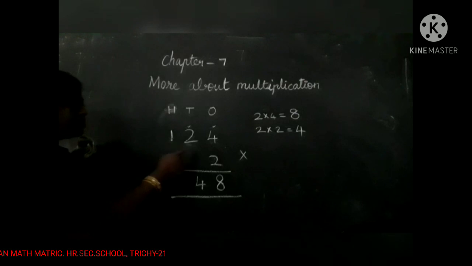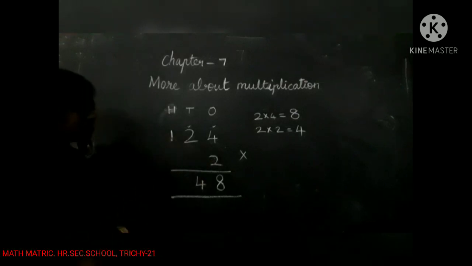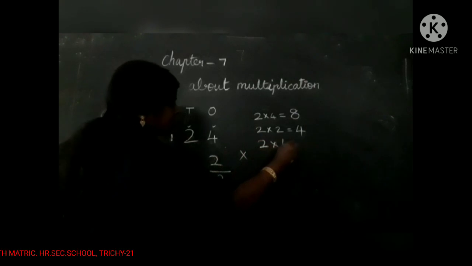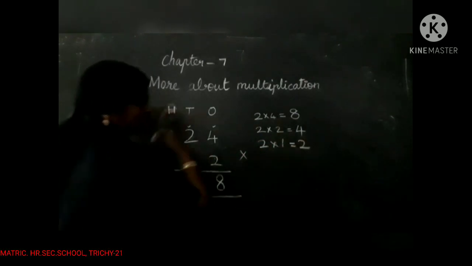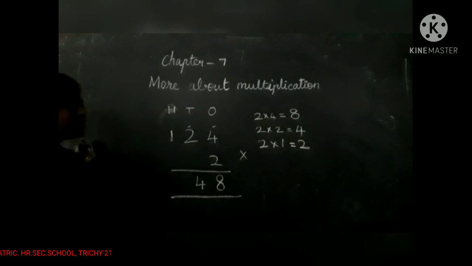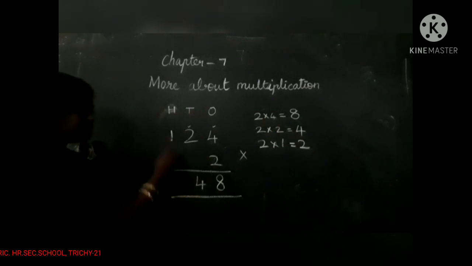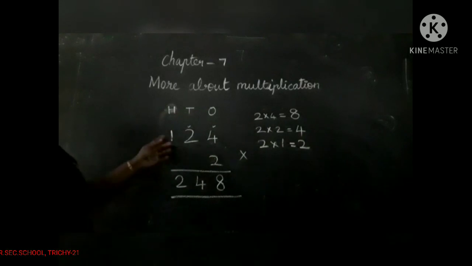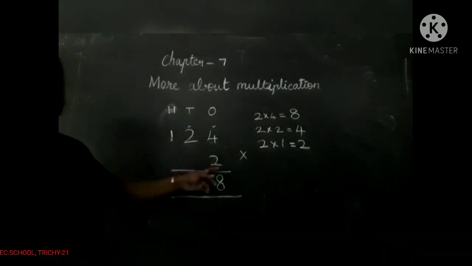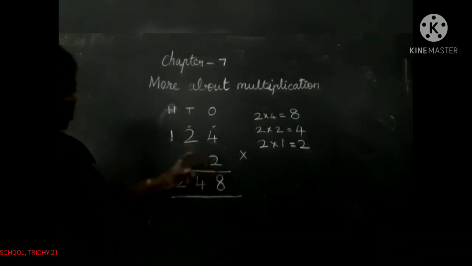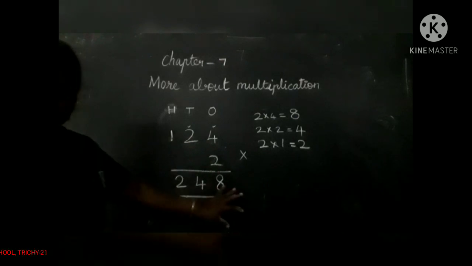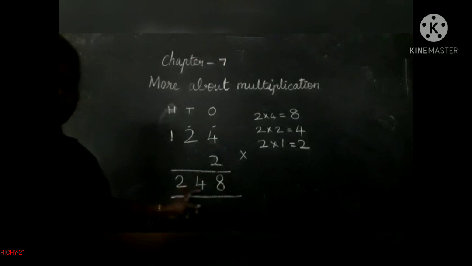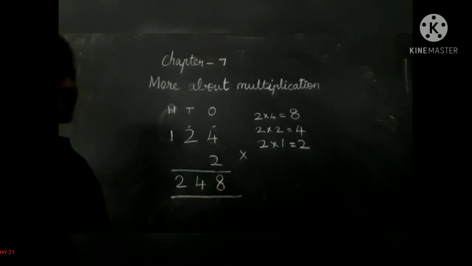So 2 ones are, what is the answer? 2 ones are 2. So, if you multiply 124 by 2, what is the answer? 248. This is the answer.